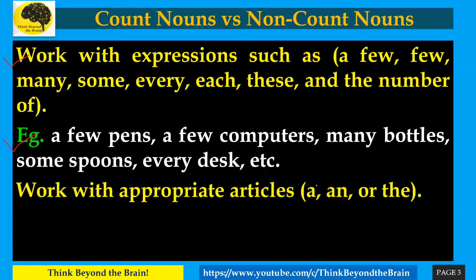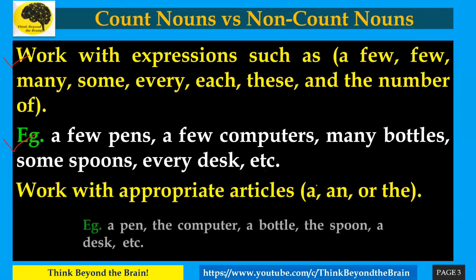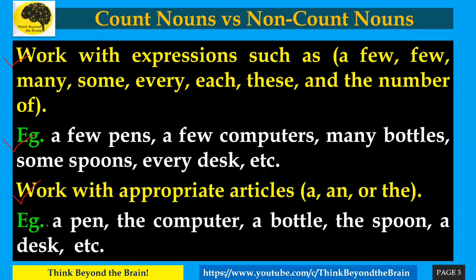They also work with appropriate articles. In this case we have to be very careful about the articles because it is a count noun, we can count it. So we have to see which article should come at which place. For example, a pen, the computer, a bottle, the spoon, a desk. We have to be sure which one should come where. We also have to know what articles are. That's why it's very important to use appropriate articles at appropriate places.